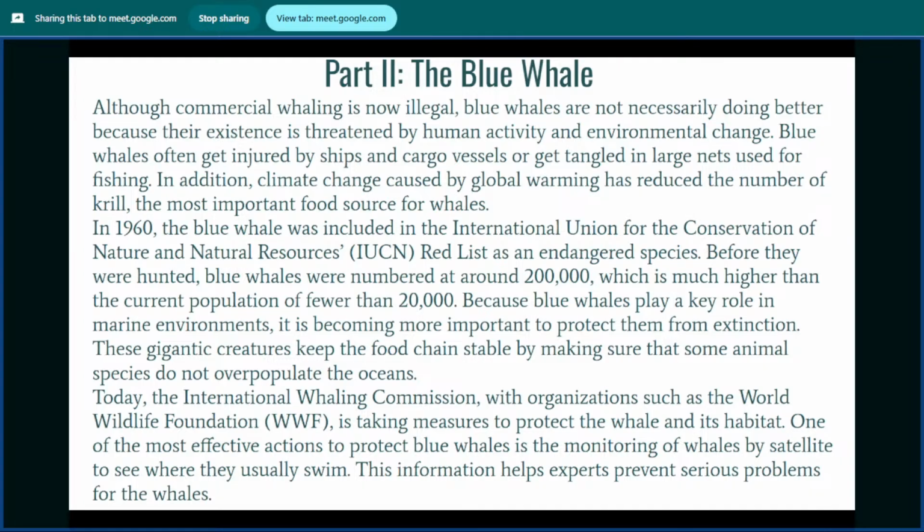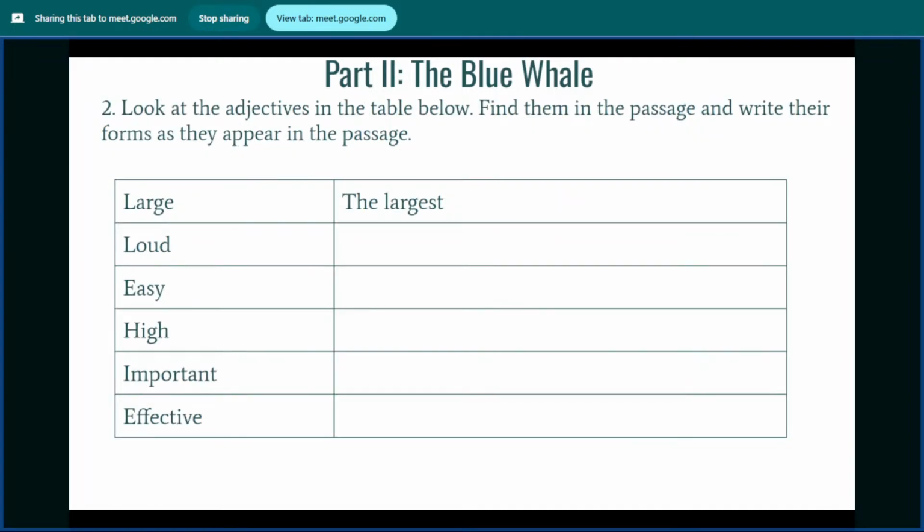So the adjectives being used over here are: large becomes the largest, loud becomes louder, easy becomes easier, and high becomes higher. Important is changed to the most important and more important, and effective is used as more effective. Correct? Now, these are called comparative forms and superlative forms.